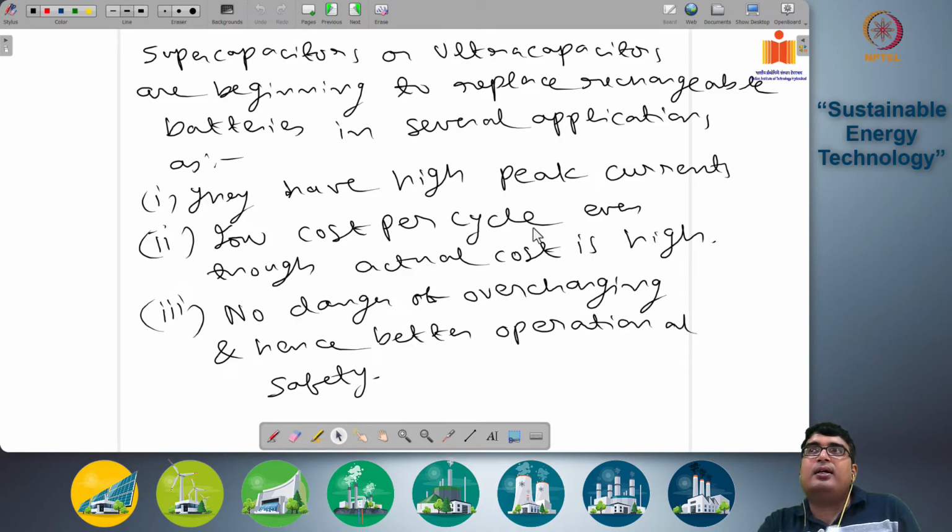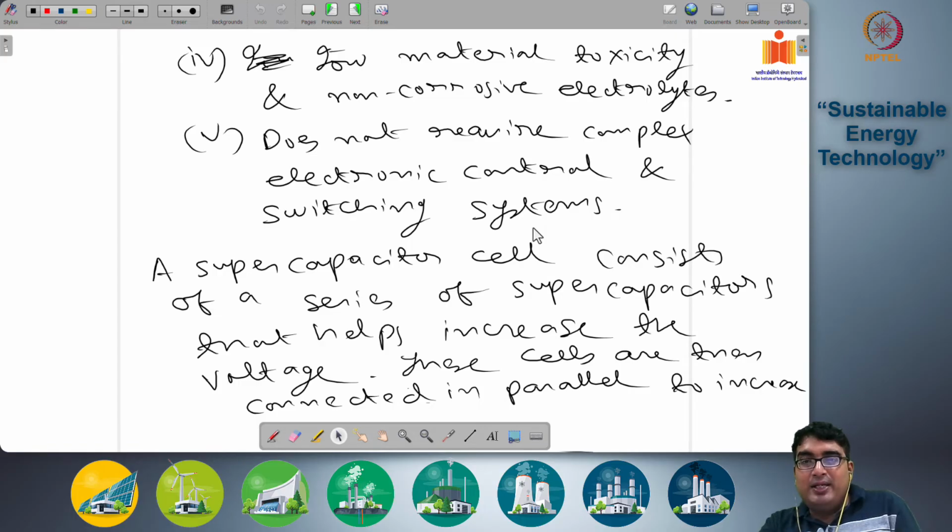This is just an electrostatic energy storage device, and if the voltage potential increases, the charges will start breaking down the dielectric layer of material. Then the capacitor stops working. But there is no danger of explosions, safety hazards, etc. if you are overcharging a capacitor. So it has better operational safety, low material toxicity, and non-corrosive electrolytes.